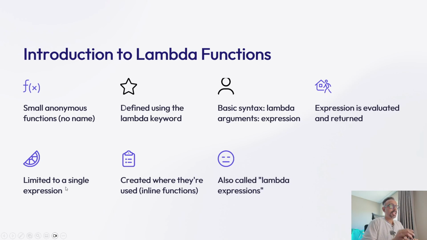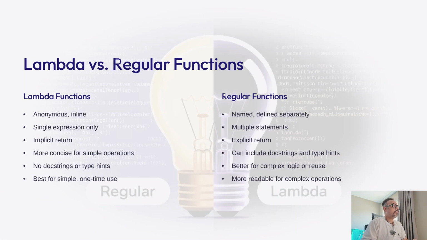And the expression that it is going to run is limited to a single expression only for lambda functions, and it is created where it is used, in line. So usually it is created when we want an inline operation to be performed, which is known as a lambda expression. Now, before going ahead and exploring the inbuilt methods of lambda and how we can use it in complex operations, let's first understand when we should use regular functions and when we should use lambda functions.